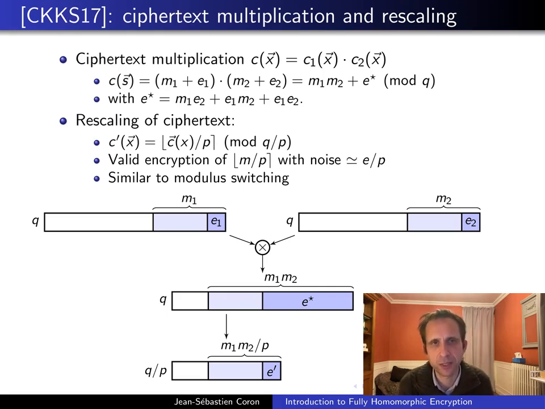So in this picture, if we start with two ciphertexts that encrypt M1 and M2, but with some noise E1 and E2, when we compute the product, we get M1 times M2, but when we do the scaling, we divide by p, and we obtain the same amount of noise as previously, so E prime. And so we have obtained the higher order bits of the product of M1 times M2 as in floating point arithmetic. So we can simulate floating point arithmetic with this scheme.